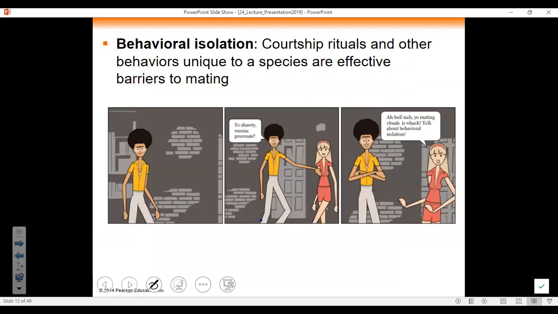Behavioral isolation, this is borderline appropriate, but I thought it was funny. Behavioral isolation, this is going to be when you have courtship rituals that are not okay with other groups. Here's this nice young man, and he comes up to a girl and says, "Yo, shorty, want to procreate?" And look at where he is putting his hands. That is not appropriate. No, no, no, we don't do that. And she says, "Oh, hell no, your mating ritual is whack. Talk about behavioral isolation."